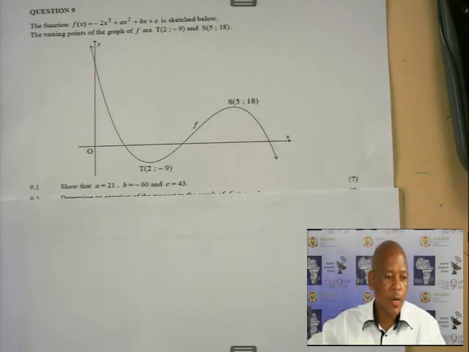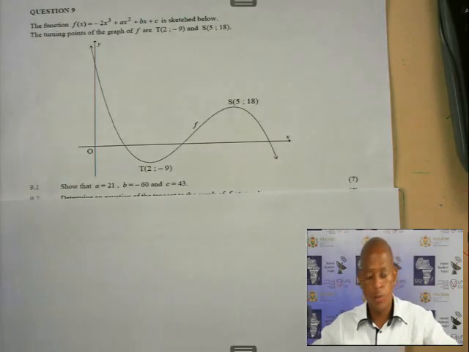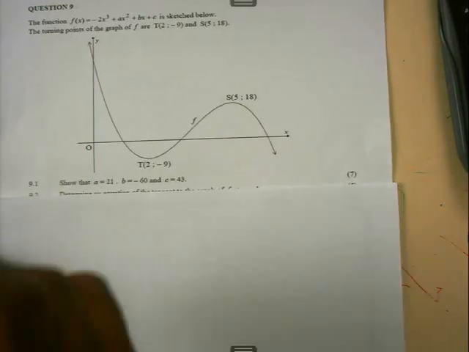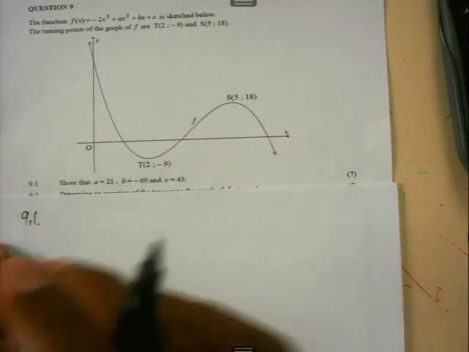Right, 9.1 says show that a is equal to 21, b is equal to minus 60, and c is equal to 43. Right, boys and girls, now let us see 9.1. What is it that we need?